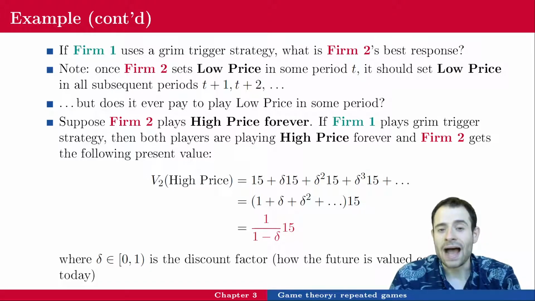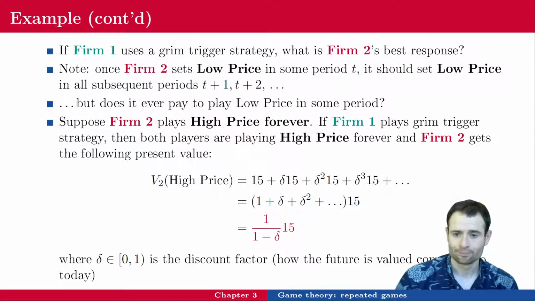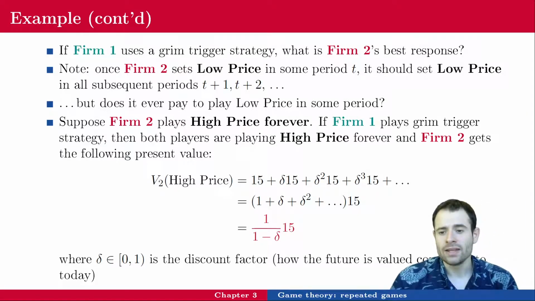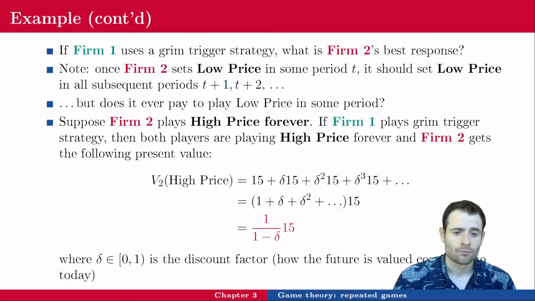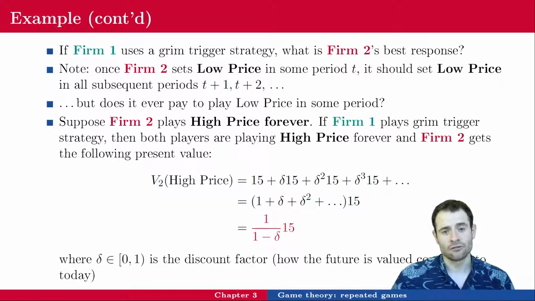Suppose firm 2 plays high price forever. That's one possible strategy. It's high price regardless. Firm 1, again, is playing Grim trigger. So, Grim trigger says, I play high price as long as you play high price. Well, if firm 2 is playing high price forever, then firm 1, playing Grim trigger, will play high price forever. So both will play high price forever, and firm 2 will get the payoff of playing high price every day for the rest of its life.